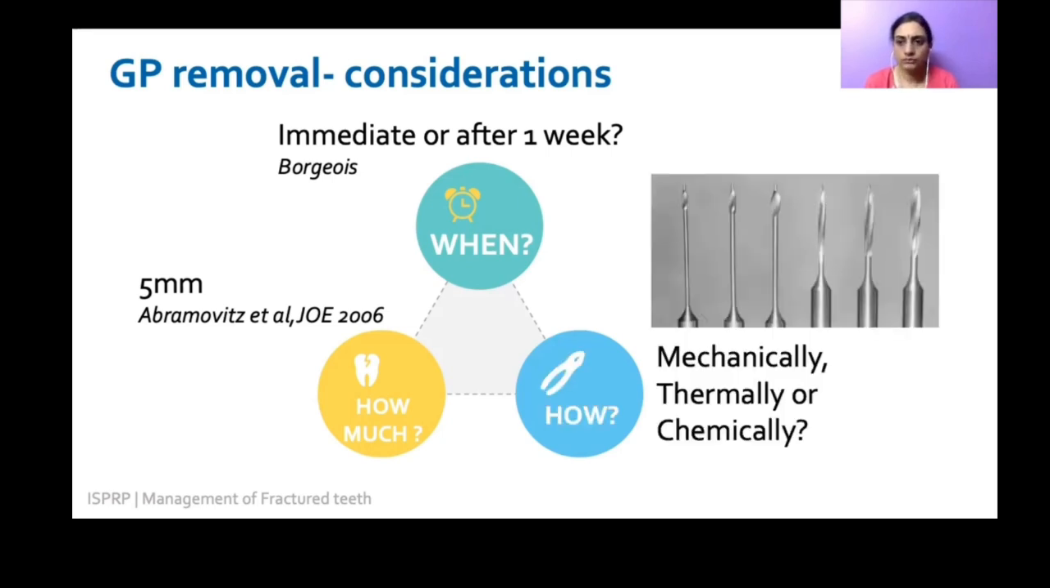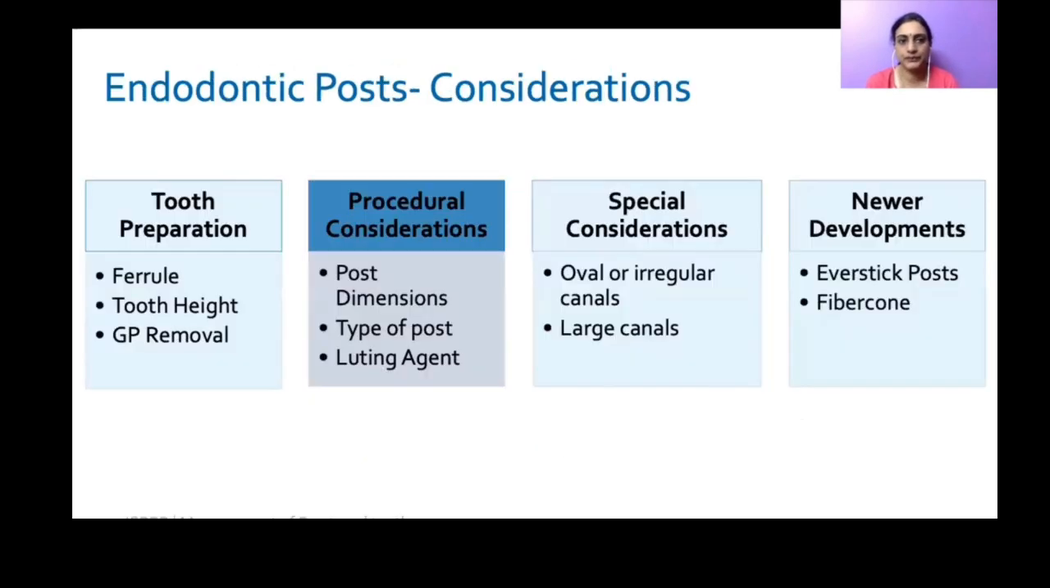And as to how, we can use gauge Glidden drills and piezo reamers to mechanically remove GP and heated pluggers to thermally remove GP. A chemical method is usually not indicated unless you are not able to remove the GP mechanically or thermally.